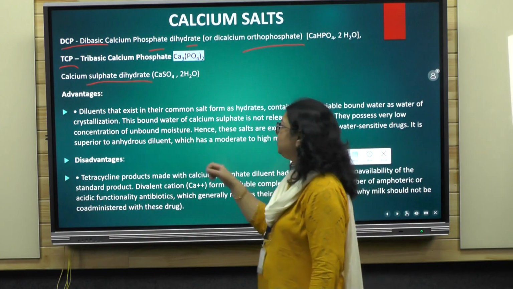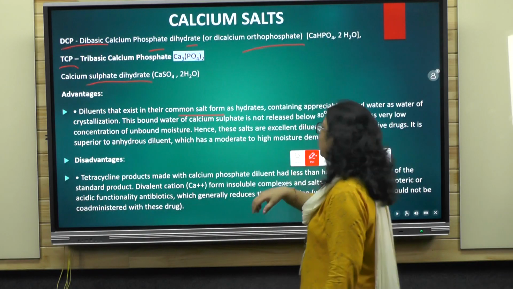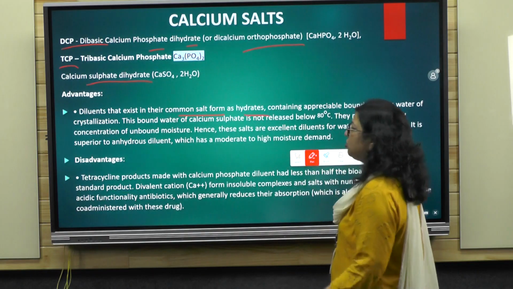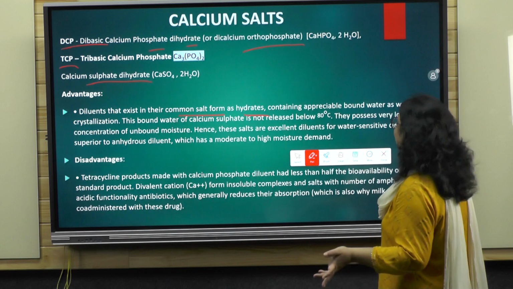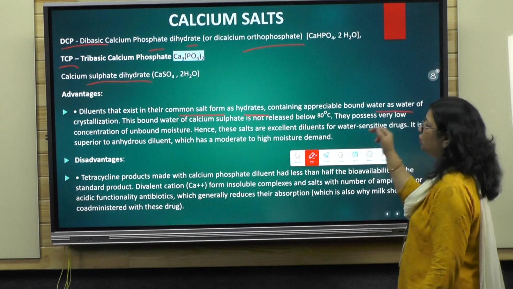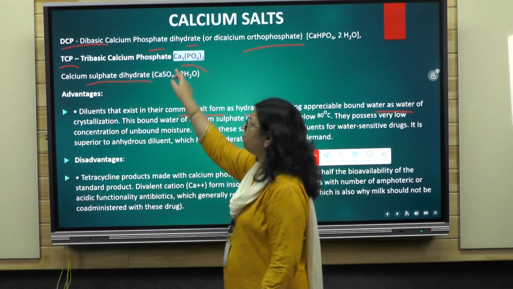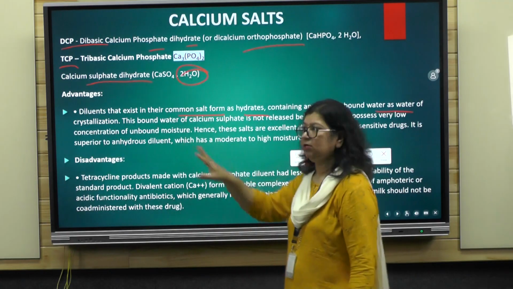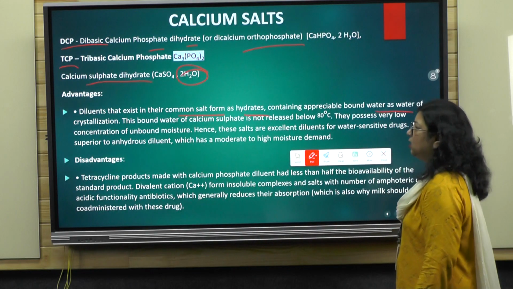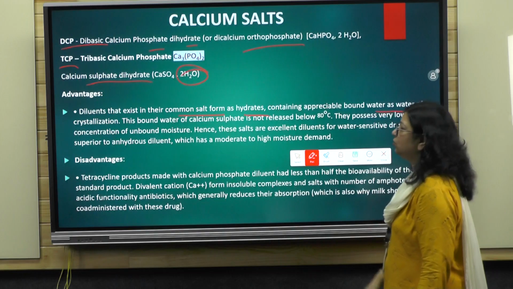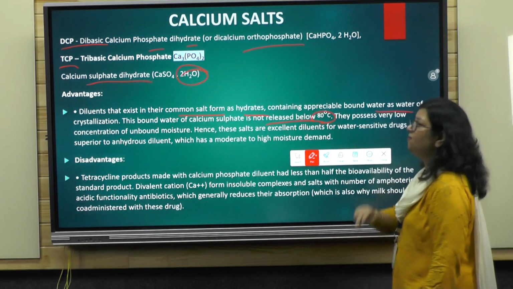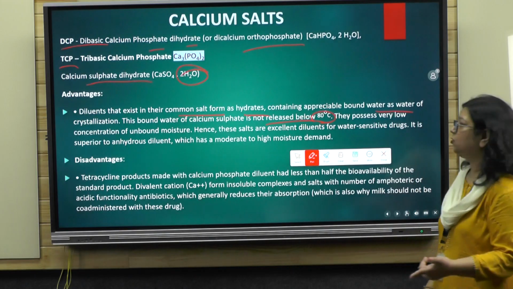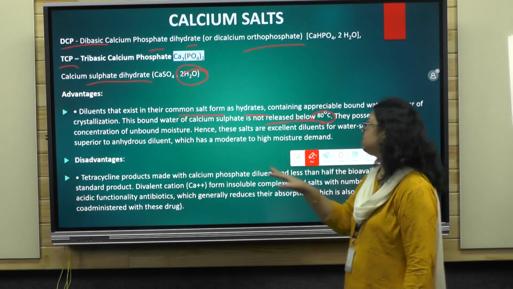Advantages: diluents that exist in their common salt form as hydrates. So they are usually available as hydrate itself, containing appreciable bound water as water of crystallization. So this is water of crystallization. It is available as such, and this bound water of calcium sulfate is not released below 80 degrees. Even at the 80 degree temperature, this 2H2O will not be released from the calcium salt.